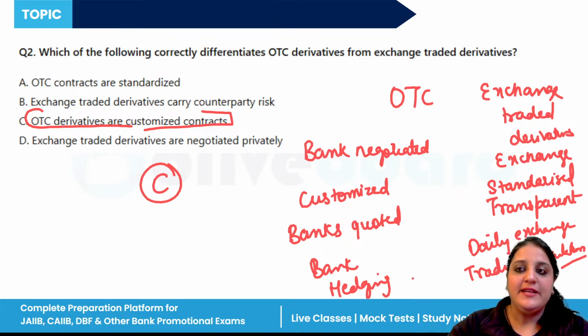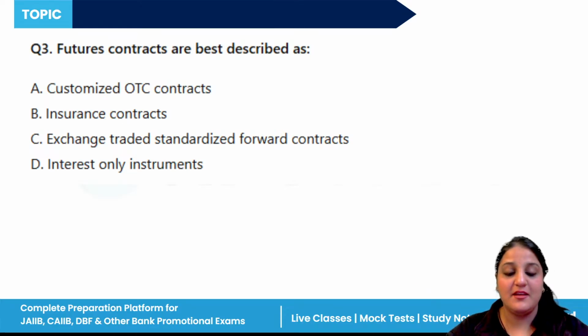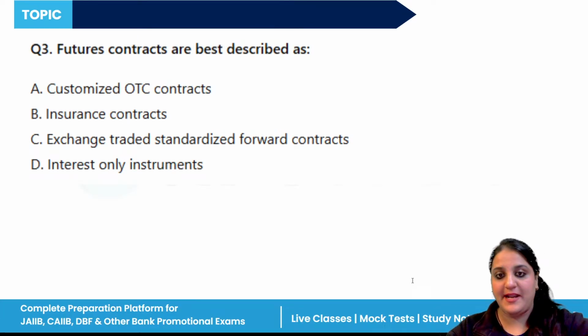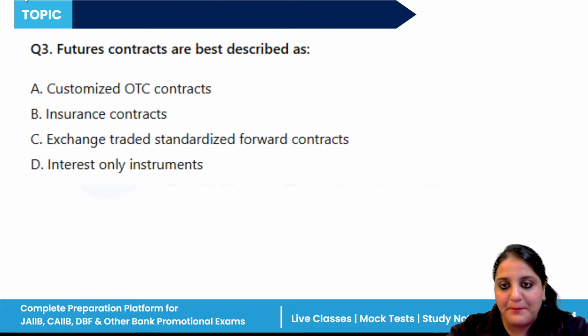Now let's see the third question. Futures contracts are described best as... Now futures contracts, let's see the concept here, where I am going to tell about types of derivatives. Types of derivatives means forwards, futures, options, swaps. These are the types of derivatives.